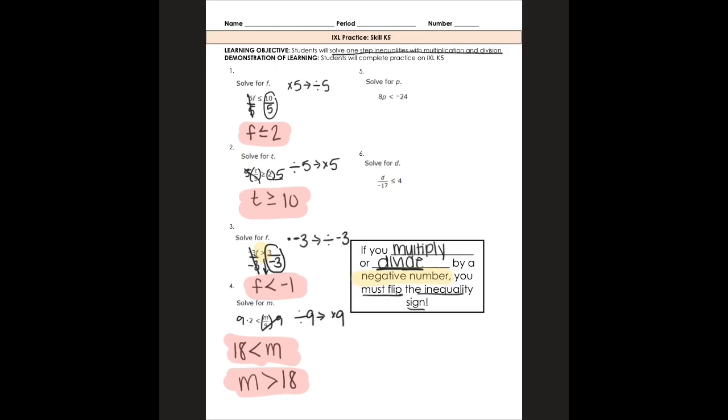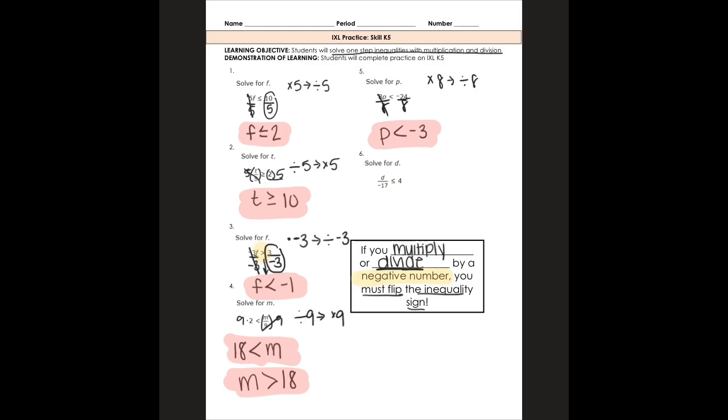Number 5, I need to solve for p, but p is being multiplied by an 8. 8 times p. So the opposite of multiply by 8 is divide by 8. So I'm going to divide by 8 on both sides. I get p. I divided by a positive number, so it stays the same. p is less than negative 24 divided by 8. Negative 24 divided by 8 is negative 3. And the letter's by itself, so this is our final answer.